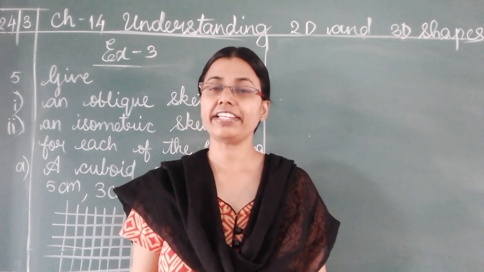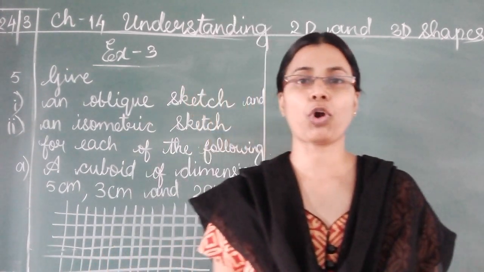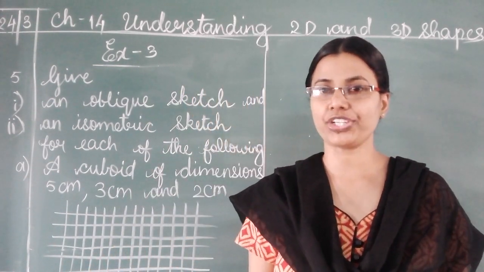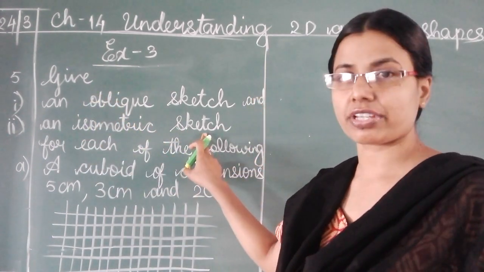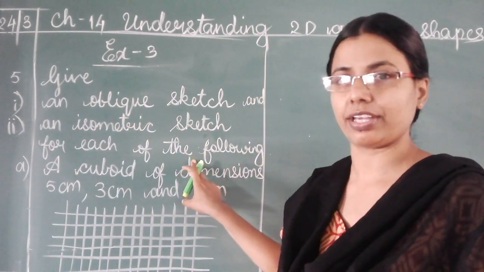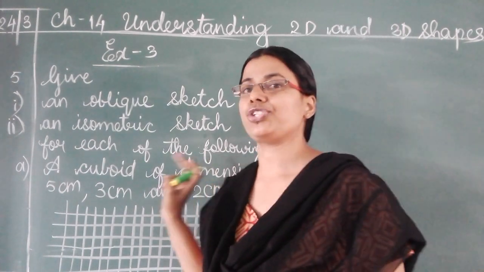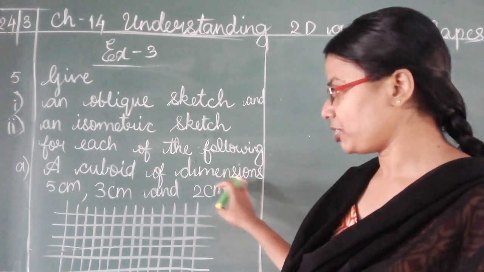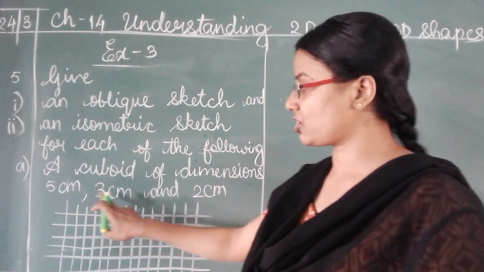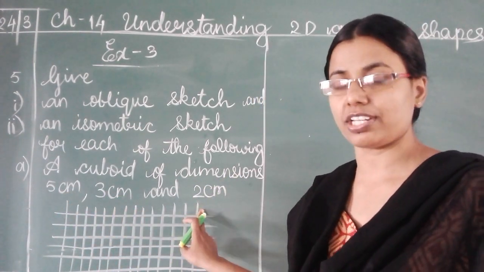Okay. Today let us continue with exercise 3 problem 5. Let's read the question. Give an oblique sketch and an isometric sketch for each of the following. So whatever is the question, you have to draw the two sketches. A cuboid of dimensions 5 centimeters, 3 centimeters and 2 centimeters.